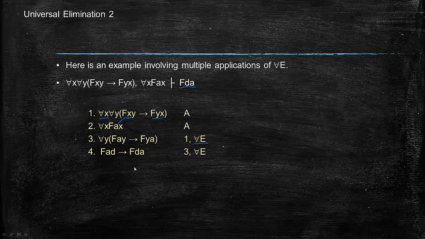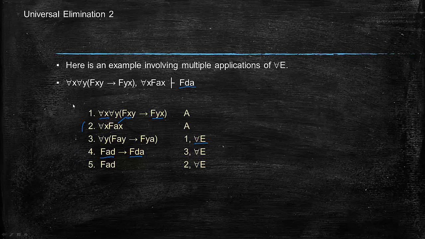Well, now you'll notice that we have FDA coming out the end here, which is what we want. So if we think, say, in terms of conditional elimination, it would be really nice if we had FAD. Is there any way to get FAD? Well, look at 2. For all x, Fax. So apply universal elimination again, this time to 2, and you've got FAD. So you can see the process here.